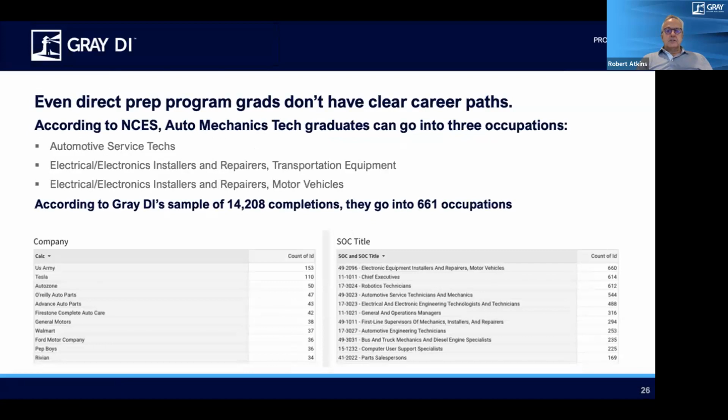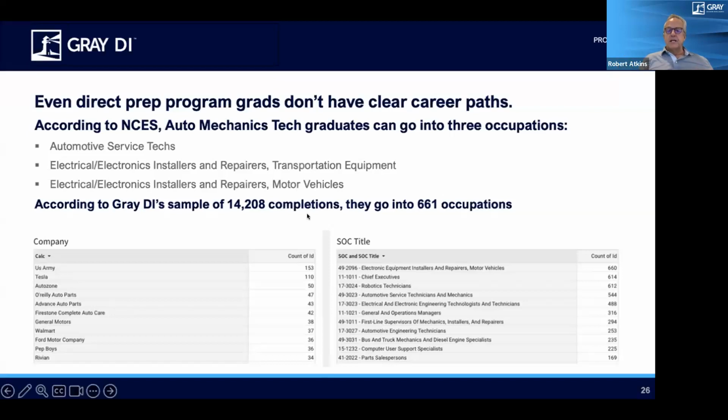Now, if we look at a program where you'd expect people to go into the fields for which they're directly prepared, and we picked auto tech, actually, it turns out it's pretty interesting. Even in auto tech, they go into all sorts of different things. Now, we ran these numbers a little while ago. What we found is about half of the folks over the course of their career, and we have about 14,000 people in this sample, and we can see them over decades, about half end up being auto techs. Another half go into all sorts of other things.